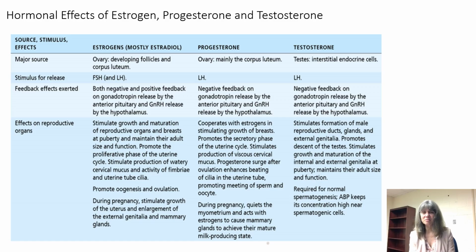And then with testosterone, luteinizing hormone is going to be important for the production of testosterone, because that's going to help stimulate not only the growth and formation of the male genitalia, but it also is required for spermatogenesis. And remember that androgen binding protein is going to keep the concentration of testosterone high, close to those spermatogenic cells.